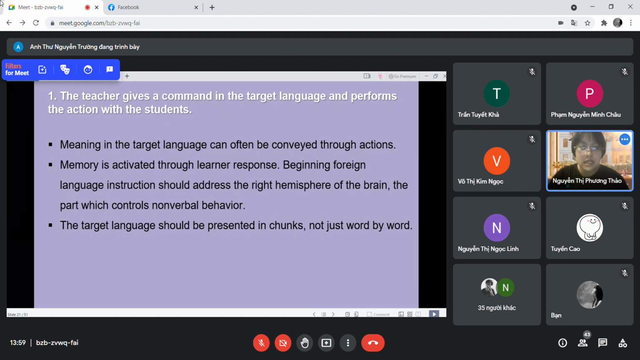The third is the target language should be presented in chunks, not just word by word. And you know the term chunks, groups of words that can be found together in language, such as sit down, stand up, onto the desk.